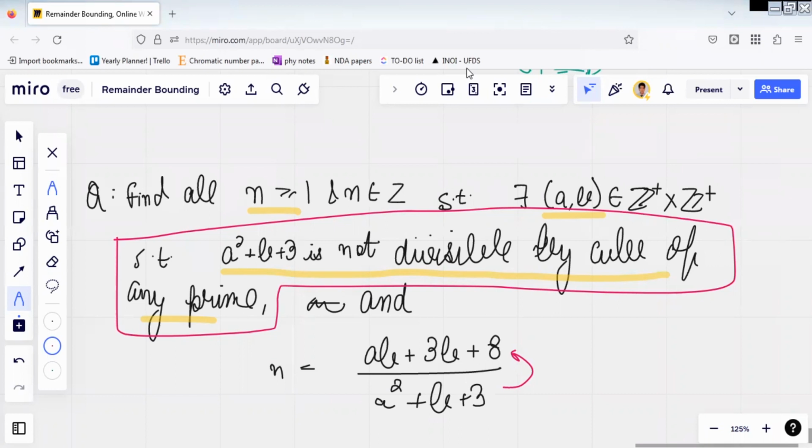Has anyone seen the problem before, by the way? I'm curious. I think I've seen some problem with not divisible by the cube of any prime, but I've not seen this problem. I think this is from HMMT.